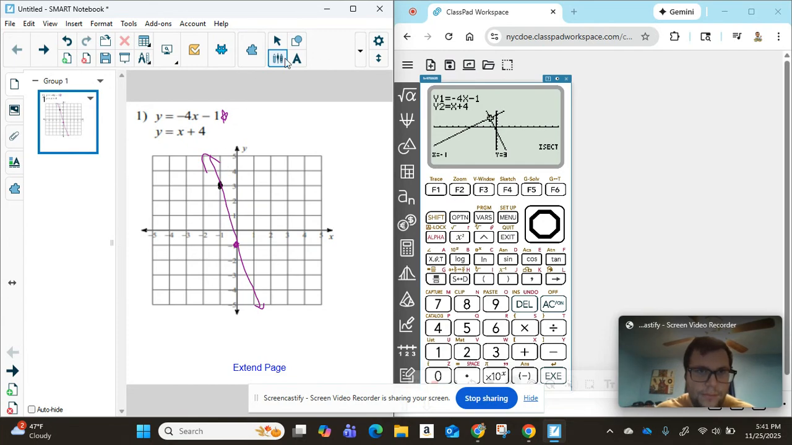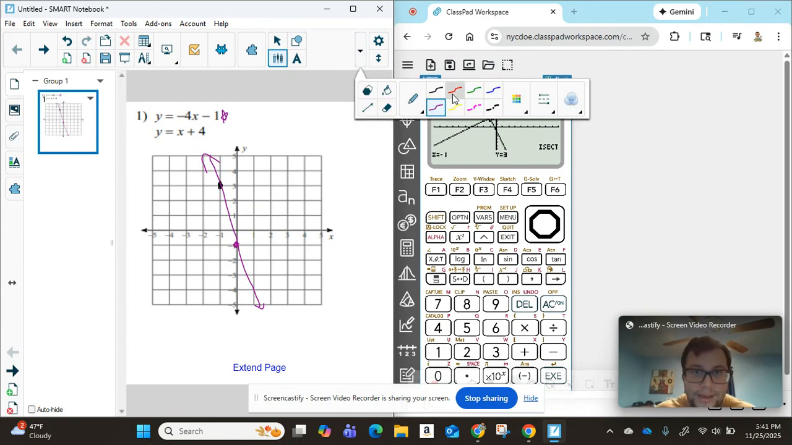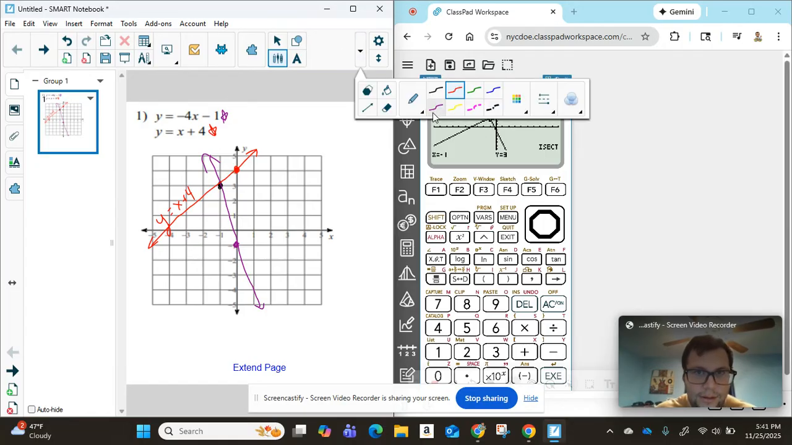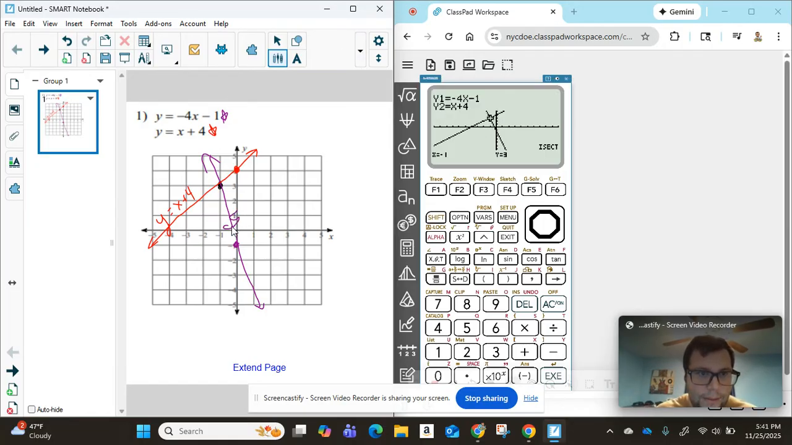Okay. Let's do the other line. What is the y-intercept of this line right here? 4, correct. Dot your 4, and then connect your dots. And as always, put your arrows and the name, which is y equals x plus 4. And the other equation, which I forgot to do, that line is y equals -4x minus 1.